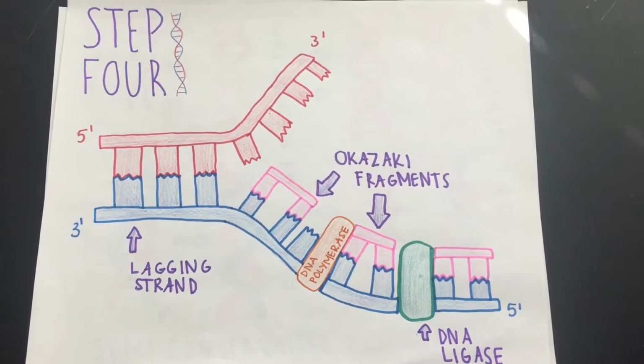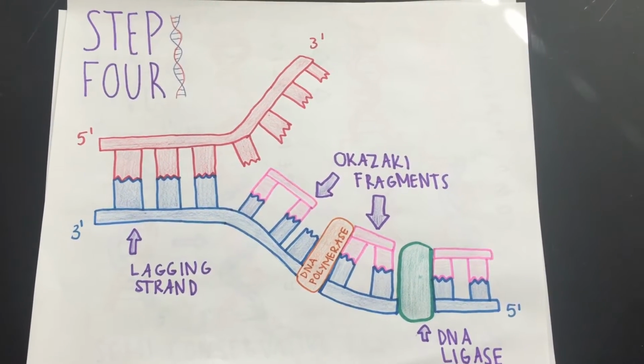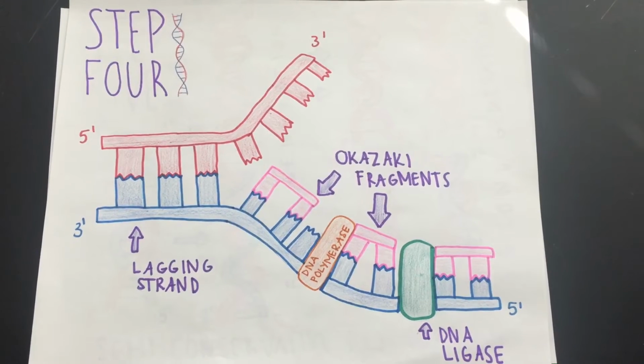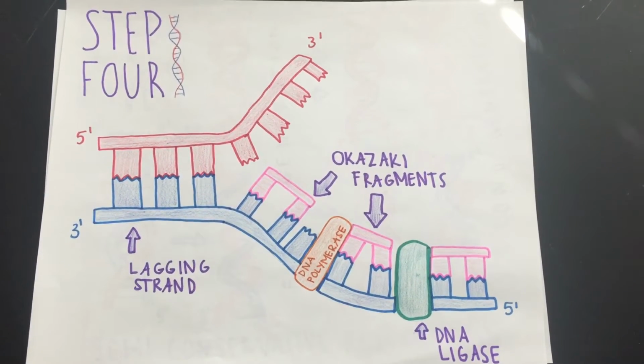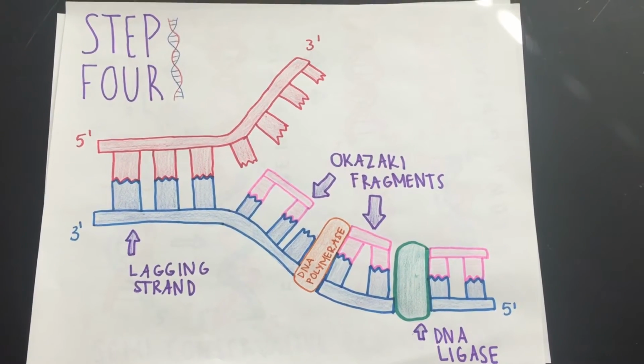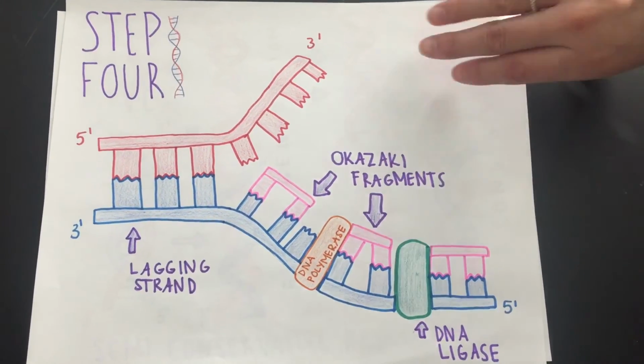These fragments are stretches of 100 to 200 nucleotides in humans, 1,000 to 2,000 in bacteria, that are synthesized in the 5' to 3' direction, away from the replication fork. The enzyme DNA ligase then catalyzes the formation of the phosphodiester linkage between the Okazaki fragments, making the lagging strand whole.